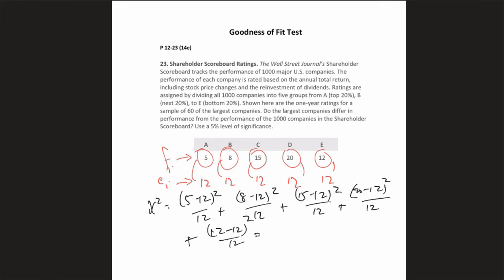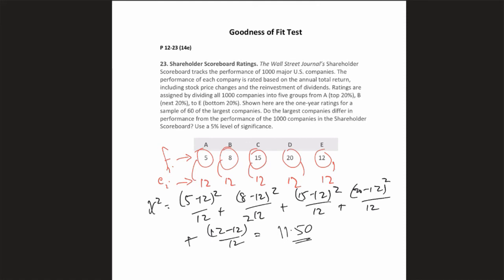Now, let us figure out what the chi-squared value is. It turns out that chi-squared is 11.50, which is greater than the 9.488. And so therefore, we will reject the null hypothesis.